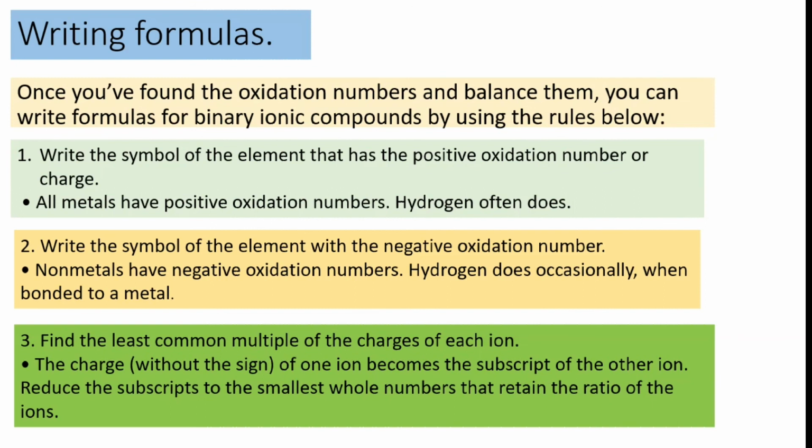3. Find the least common multiple of the charge of each ion. 4. The charge without the sign of one ion becomes the subscript of the other ion. 5. Reduce the subscripts to the smallest whole numbers that retain the ratio of the ions.